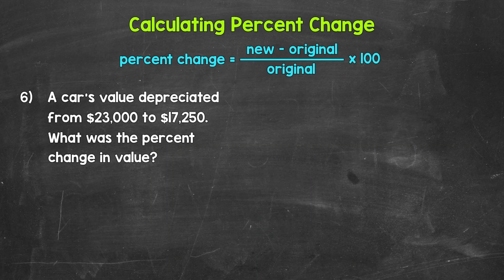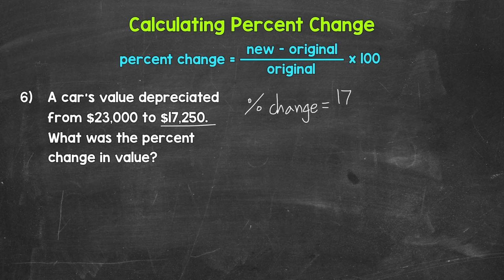For number 6, we have a car's value depreciated from $23,000 to $17,250. What was the percent change in value? Now keep in mind, depreciated means that the value went down, so the value decreased. So let's set this up. So we have percent change equals, and now we need the new value minus the original value. The new value is $17,250. That's what the car is worth right now.